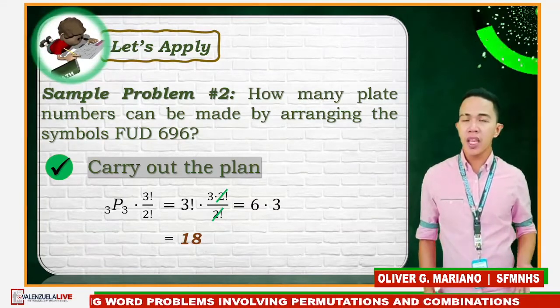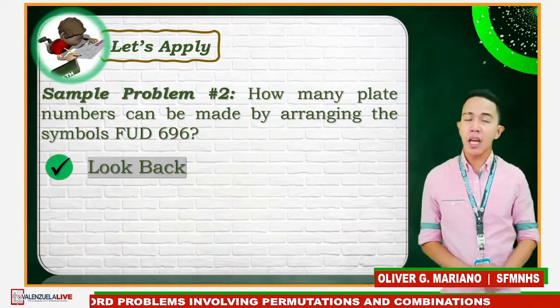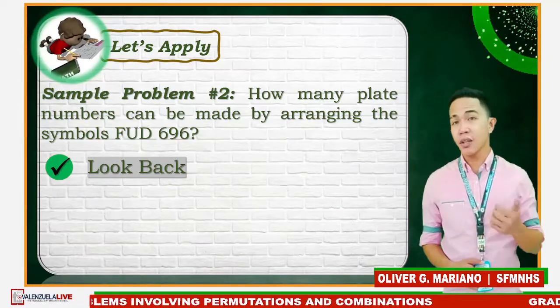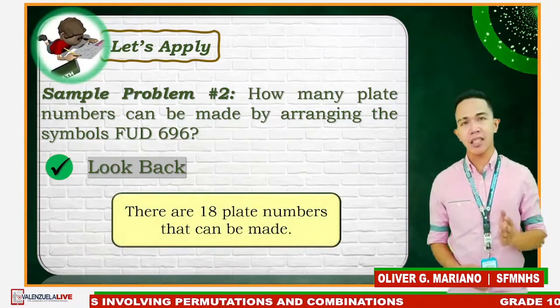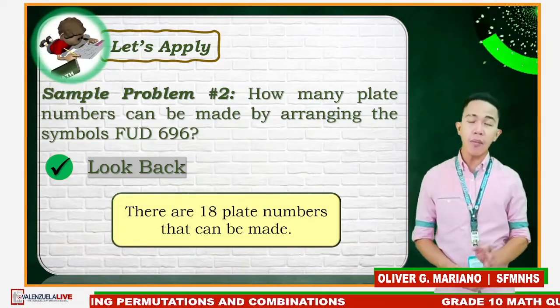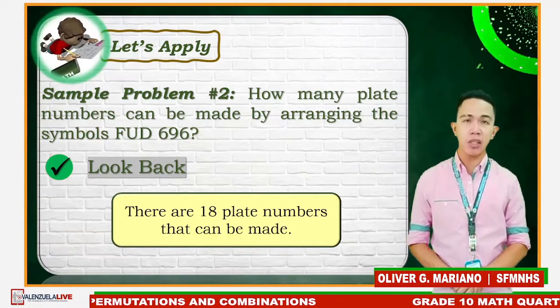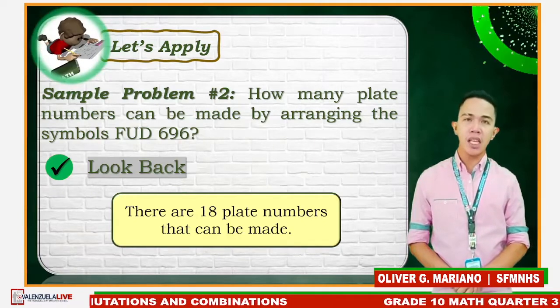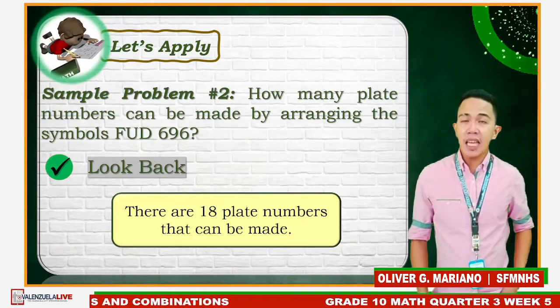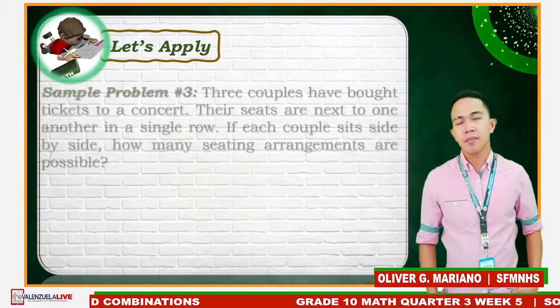Now, we look back. Does our answer look sound? All right. Therefore, there are 18 other possible plate numbers that can be made from the rearrangement of the symbols FUD696. Let's take another sample problem.